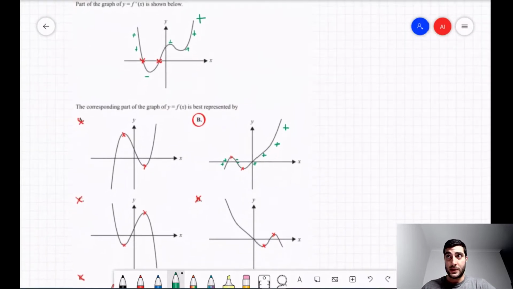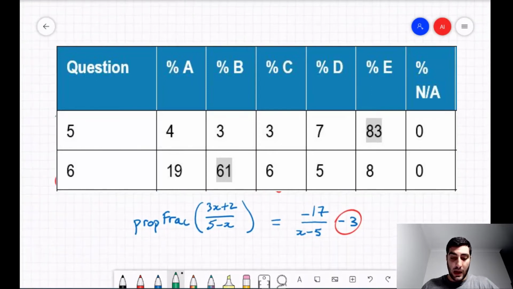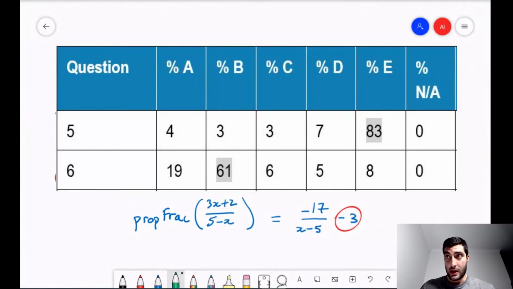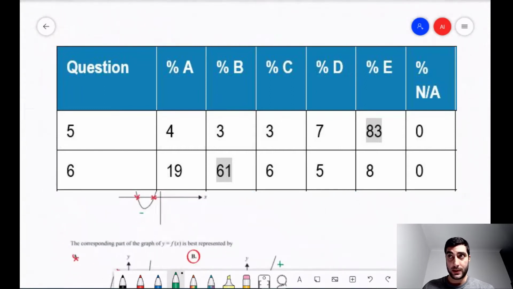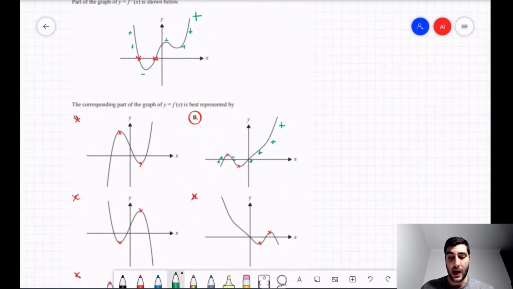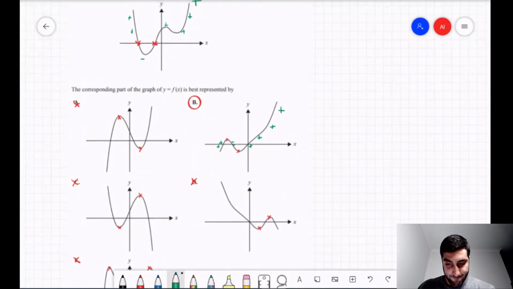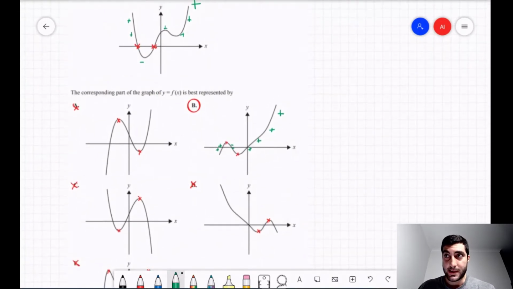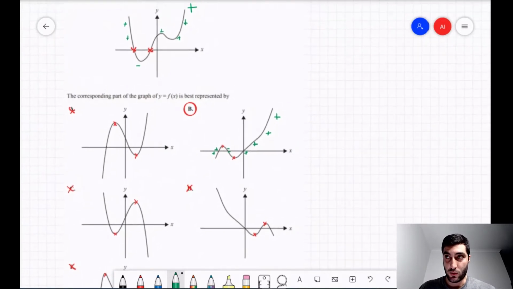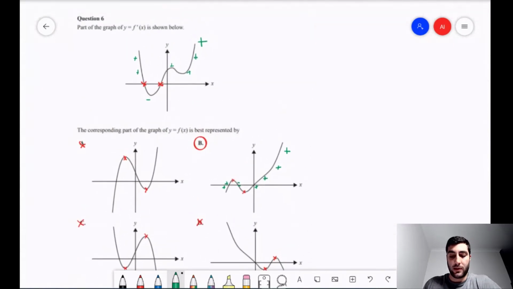The examiner's report had question 5 listed as 83% of people correctly choosing E. So pretty good overall. Question 6 on the other hand had 61% choosing B. The most common mistake was A with close to 20%, there you can see 19. I guess most people probably just guessed A and didn't work through. So yeah, not too sure why people chose A in that case, but those are the steps. Hopefully, start with the stationary points, recognize whether gradient is positive and negative, and try to line that up with these options here.